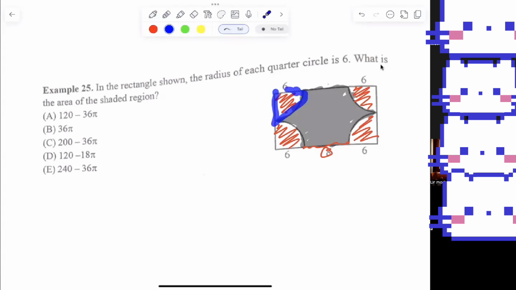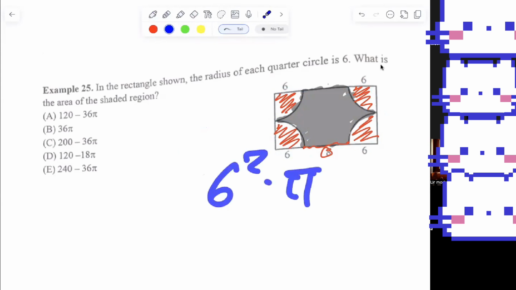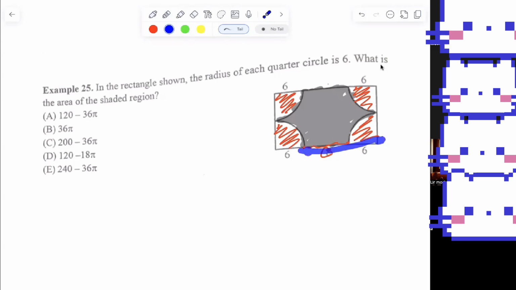Since there's one over here, it's going to be 3 quarter circles over there, and then 4 quarter circles, and 4 quarter circles add up to a full circle. The radius of that full circle is 6, so the area is 6 squared times pi, or 36 pi. That's the area of the not shaded region. We want to find the total area and subtract the pieces that are not in the shaded region.